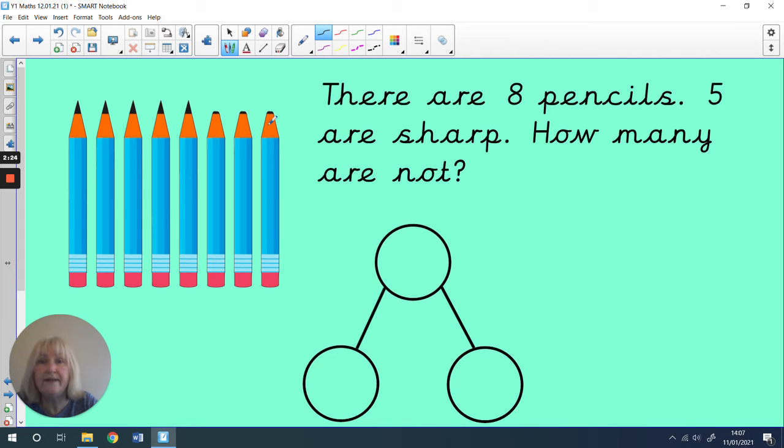1, 2, 3. Okay, so we can draw our 8 pencils, and we've got 5 sharp pencils and 3 that are not sharp. So we've completed our cherry diagram for that problem. 5 and 3.